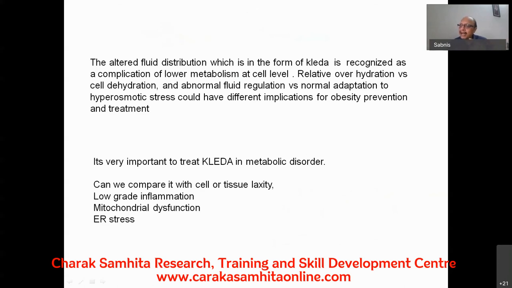And relative overhydration versus cell dehydration, and abnormal fluid regulation versus normal adaptation to hyperosmotic stress, could have different implications for obesity prevention and the treatment. So it's very important to treat kleda in metabolic disorder.